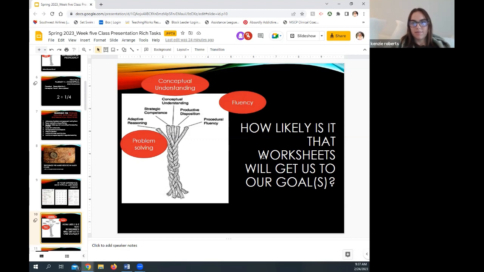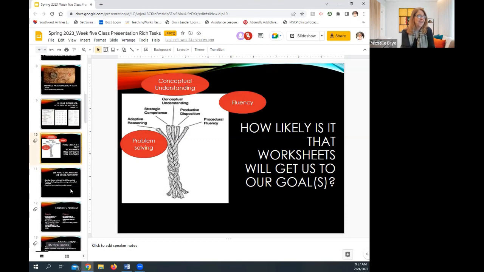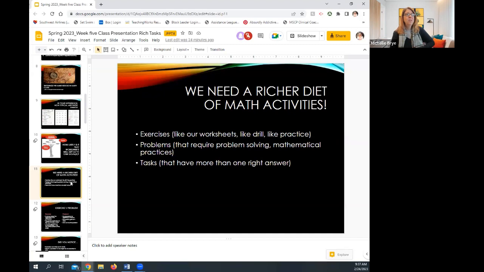Yeah, great. Thanks, Kenzie. So if we look at those worksheets, it definitely will help with fluency, which is one area, but look at what we're leaving out. So we really need to think about how do we have a more balanced approach to our mathematics instruction? Thank you for sharing. So we need a richer diet of math activities, and this includes things beyond exercises, like our worksheets, like drills and practice. We need problems that require us to problem solve and use those mathematical practices, right?